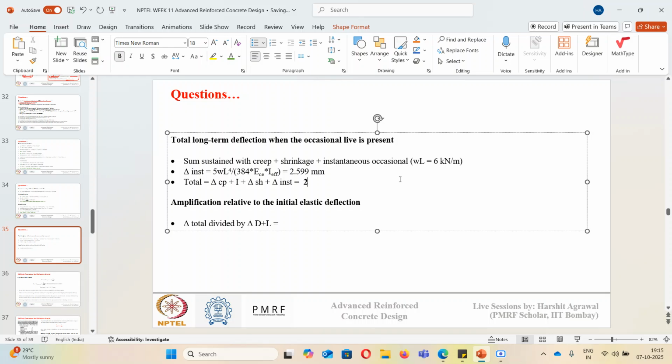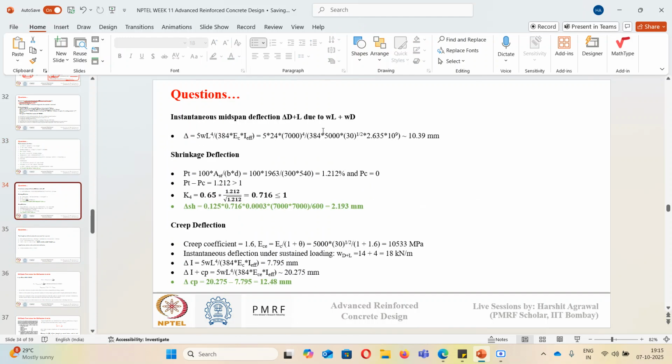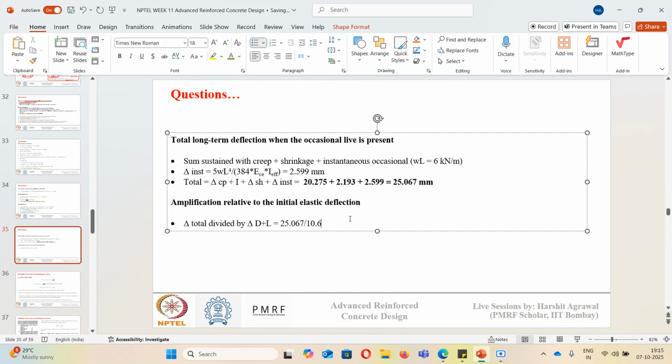So the total deflection will be 20.275 due to creep, 2.193 due to shrinkage, and 2.599 due to this instantaneous live load, which comes to 25.067 mm. This is the total long term deflection. Now we check the ratio of long term deflection to the instantaneous deflection. It will be 25.067 divided by the instantaneous deflection that we got, 10.39. This ratio comes out to be 2.412. You can see how much amplification in deflection happens under long term loading.